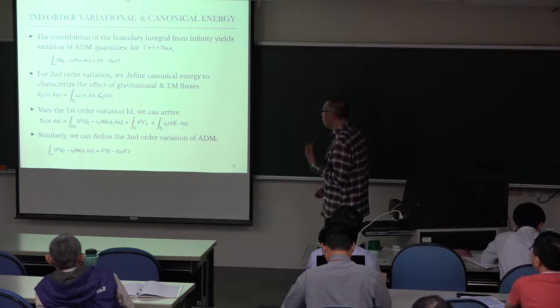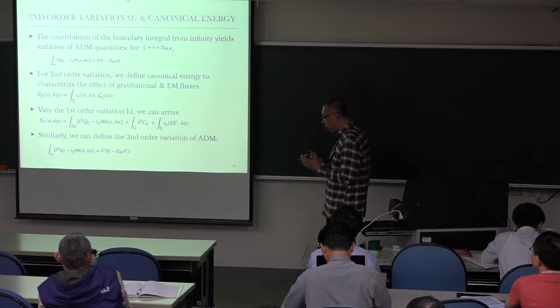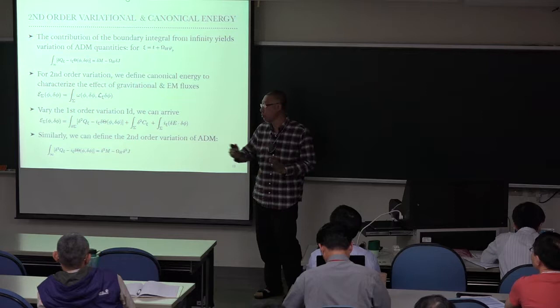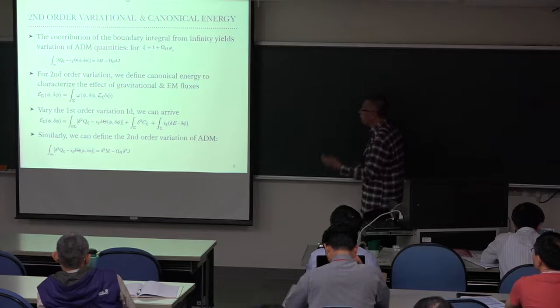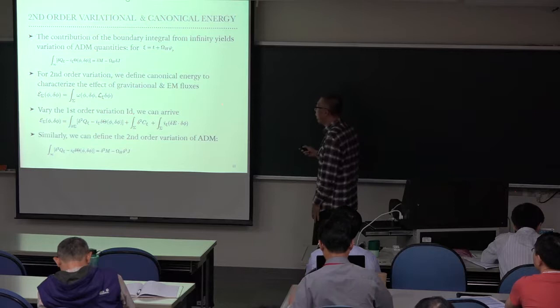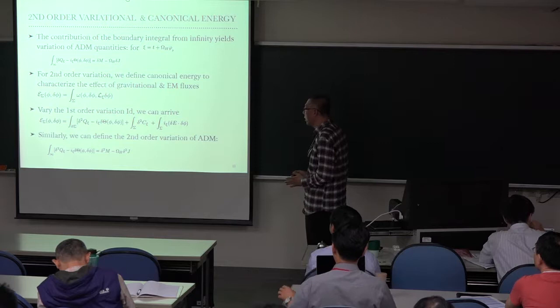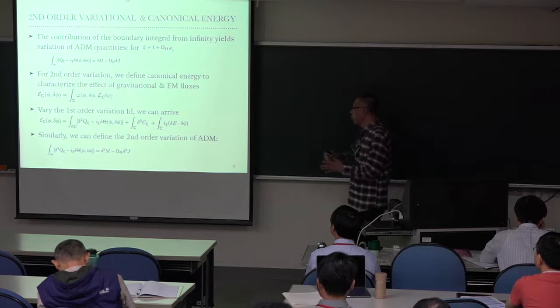And in this case, we need to define the canonical energy. So naively, when we go to the second order, it means that if we expand, for example, the Einstein equation to second order, then we, in some sense, introduce the gravitational wave. Then you have gravitational wave, or you have Maxwell, then you have the EM wave going into the black hole. So this canonical energy can be understood as follows. We will see how the canonical energy will be understood as the flux going into the black hole. And part of it will be understood as the change of the area of the black hole.